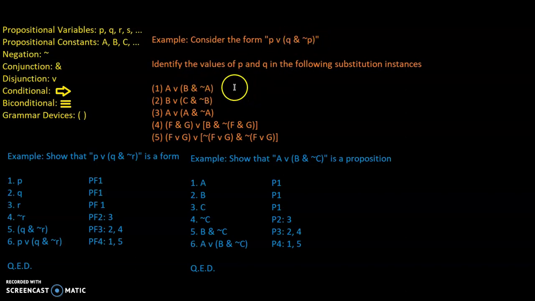See if you can do that for 2, 3, 4, and 5. Pause now and give that a second. What's the value of P in this substitution instance? What's the value of Q in this substitution instance? And so on, for all of them. Pause now and we'll give that a shot together.